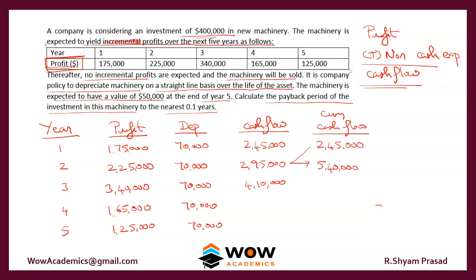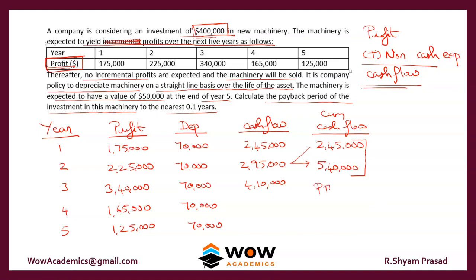See, we don't need to do the full table. Whichever year we are going to cross the 4 lakh, the investment, we can stop there. So we don't need to continue further, and we don't need to keep on doing the problem over a period. So what we can do is, the investment of 4 lakhs is recovered between these 2 years. So we'll find out the payback.